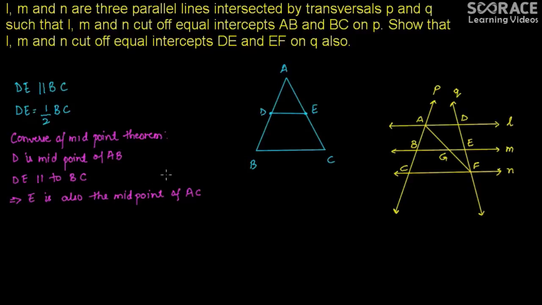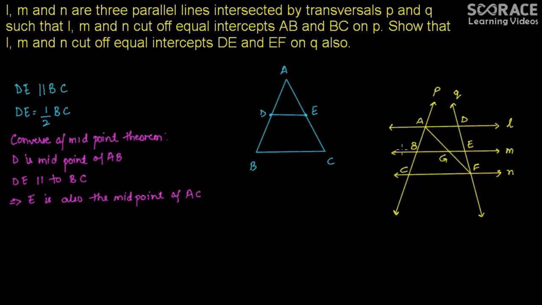Now, applying these results on the question given, if we take triangle ACF, that is, in triangle ACF, this one, we are given that AB and BC are equal. That is, AB is equal to BC. This implies that B is the midpoint of AC. As AB is equal to BC, it implies that B is the midpoint of AC.